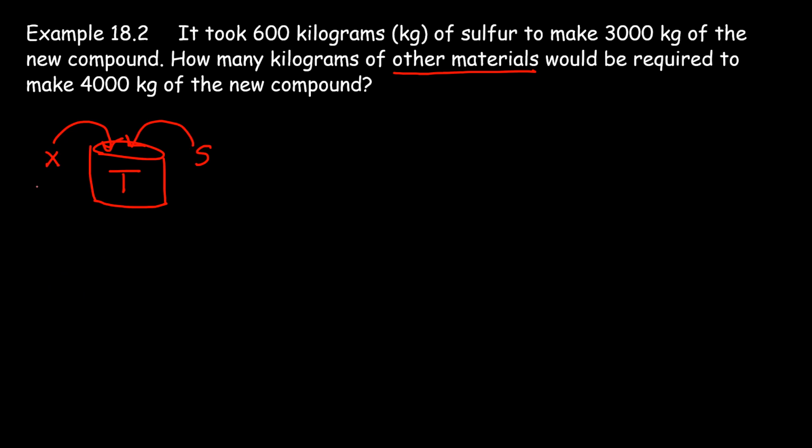All right. So X will be our other materials. S is our sulfur, and T is the total number of kilograms in the compound, the new compound that we're making. Okay. So these are the relationships. It takes 600 kilograms of sulfur to make 3,000 kilograms of the new compound. So my relationship between sulfur and the total number of kilograms in the compound is 600 to 3,000. That's what the first sentence tells me. I can take this ratio and write this proportion and write two other proportions.